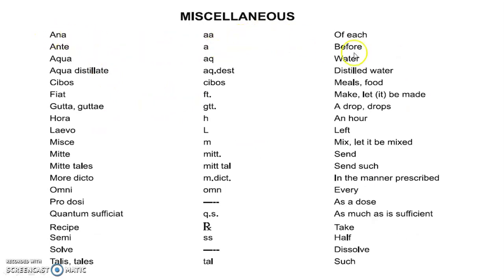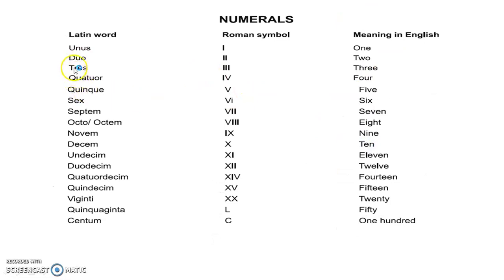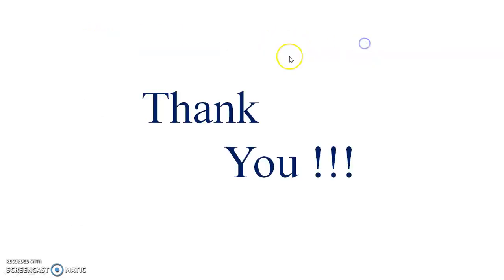Miscellaneous: in that, ana, AA, of each; ante, A, before. Like this, these terminologies are also written in the prescription. Then numerals, that is, unus, 1; duo, 2. Like this, for the numbering or numerals, the Latin word, Roman symbol, and meaning in English are also given. So we discussed all the things which are given in Latin and which should be used in the prescriptions. So thank you.